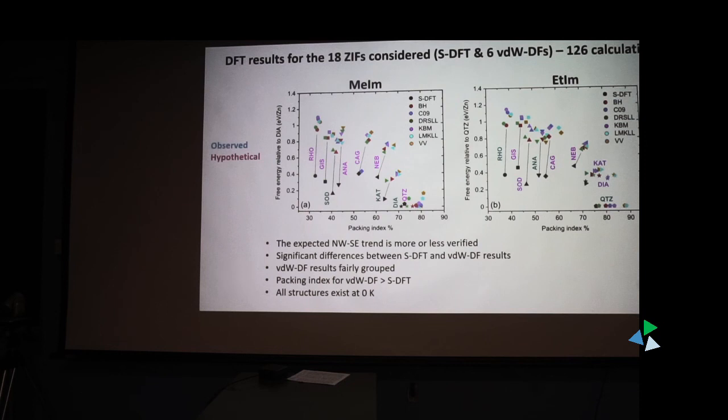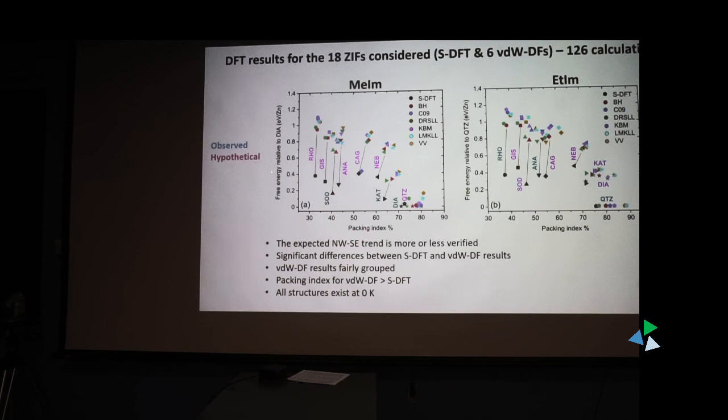Okay, so these are our results gathered in a single picture. My laser pointer is dying. These are all our results. So we used 18 ZIFs, and we used 7 different functionals. This means that we performed 126 calculations. Everything is there. So this is for the methyl imidazolate ligand, and this is for the ethyl one.